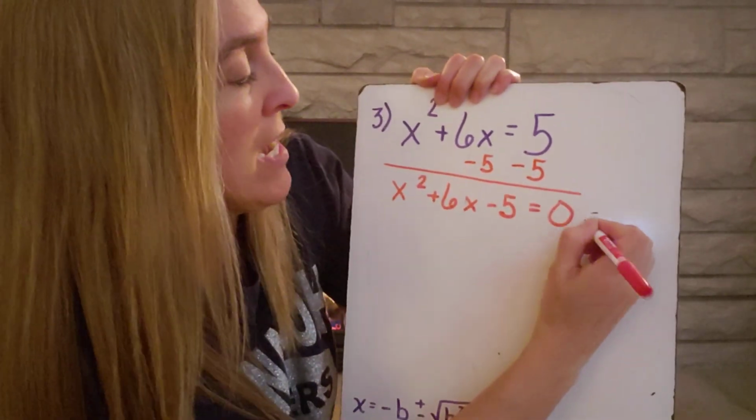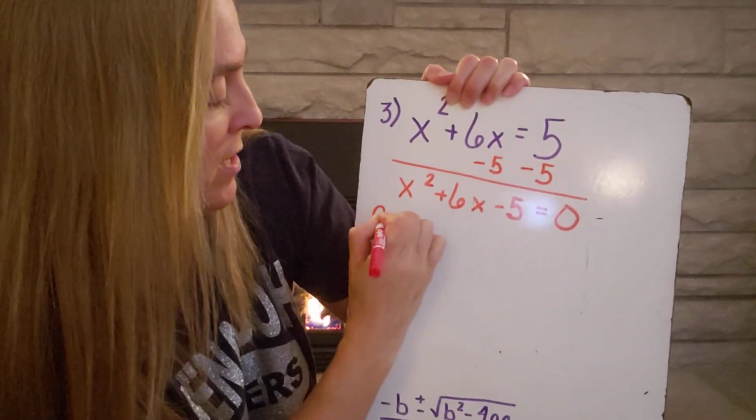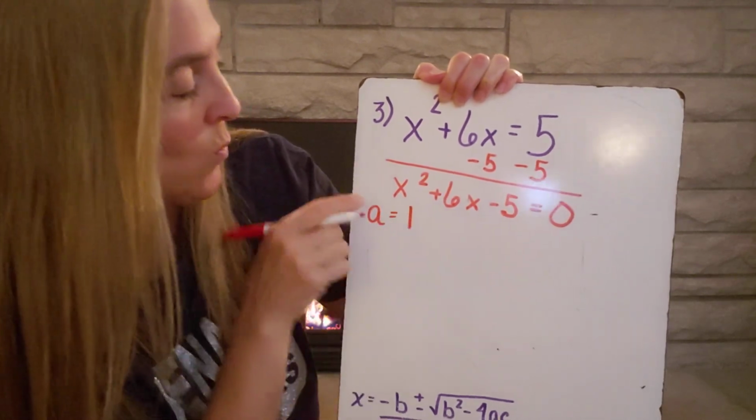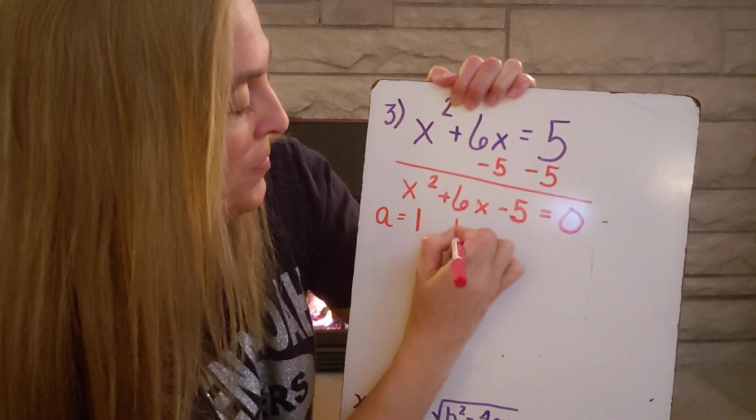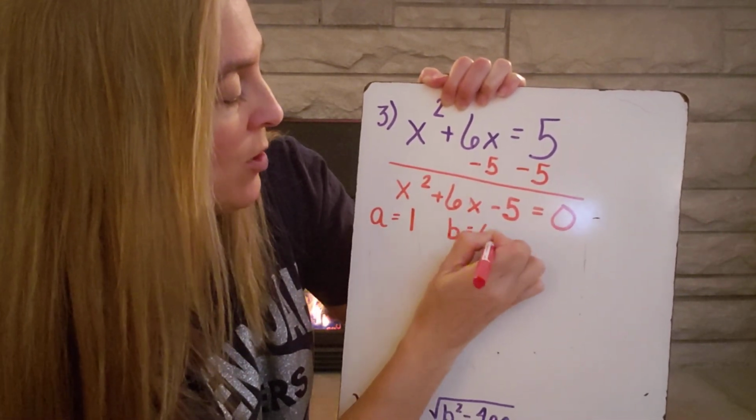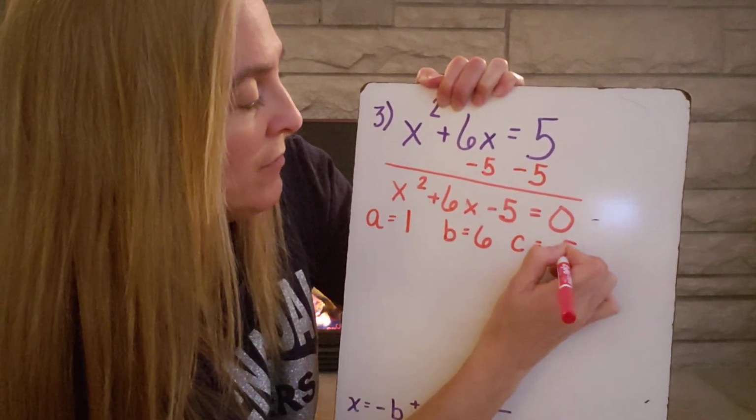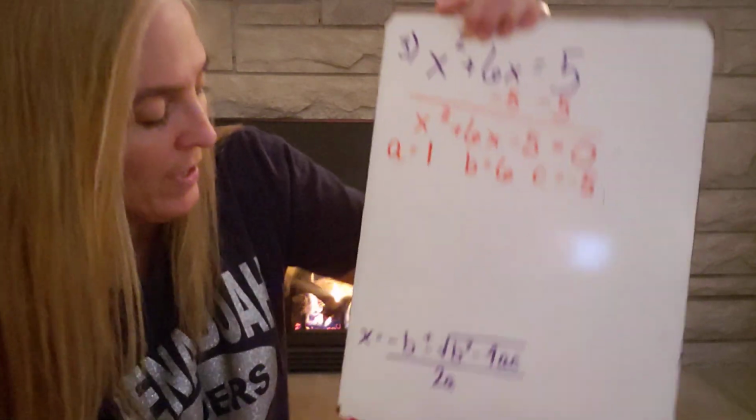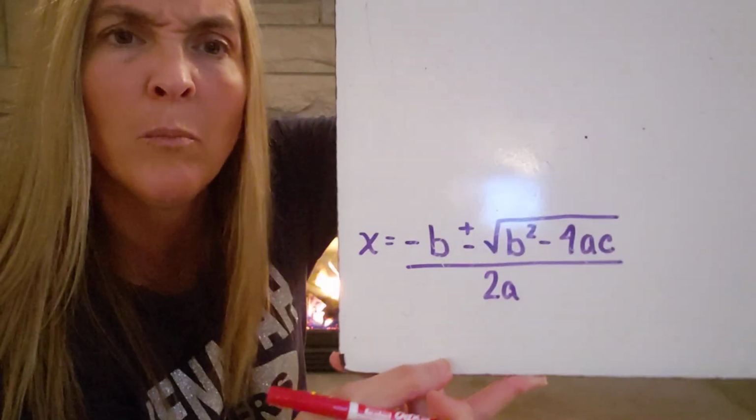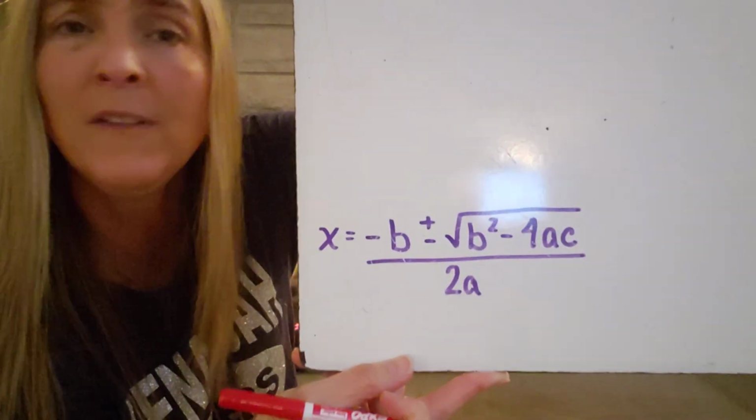But I am going to write here, remember, it helps so that you can see this. Your a is 1, coefficient of x squared. Your b is 6, the coefficient of your x term. And your c is negative 5. And so now we are ready to use this formula. Put it down here. I don't know if you hopefully have that memorized.